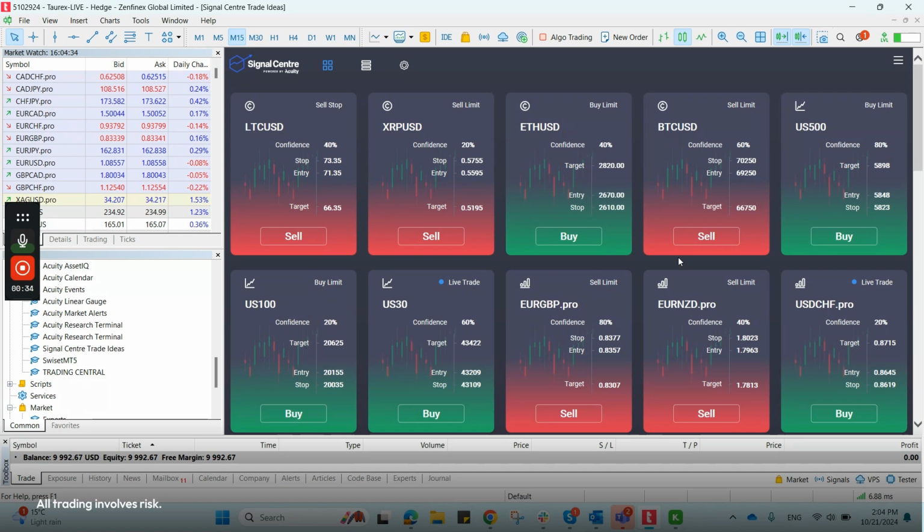So first, let's log into our MT5 platform and go to Expert Advisors. Find the Signal Center Trade Ideas. Double click and then click on Yes.